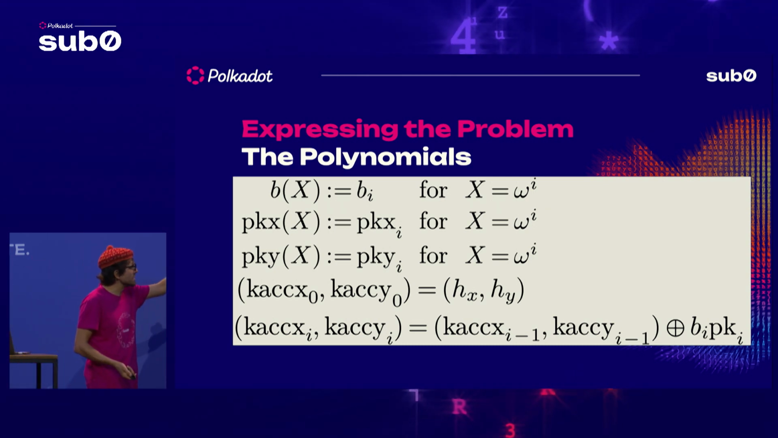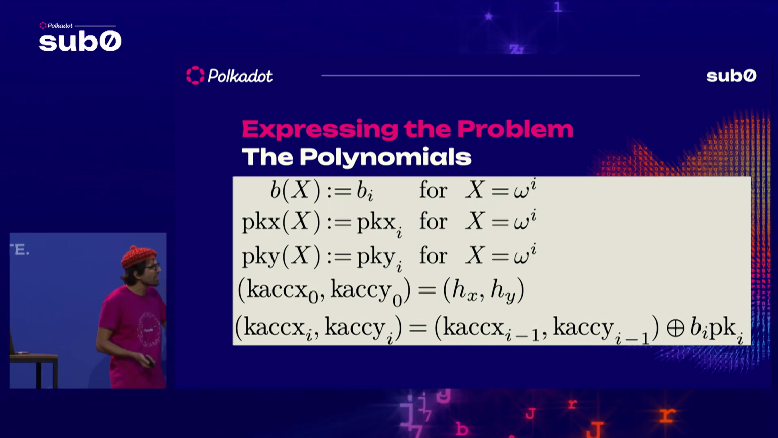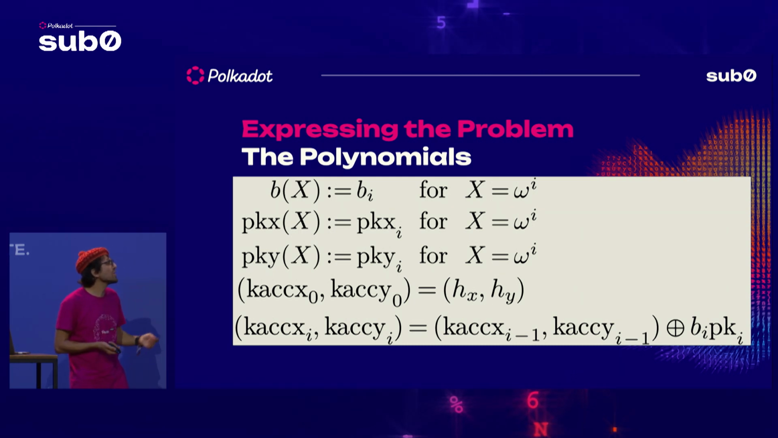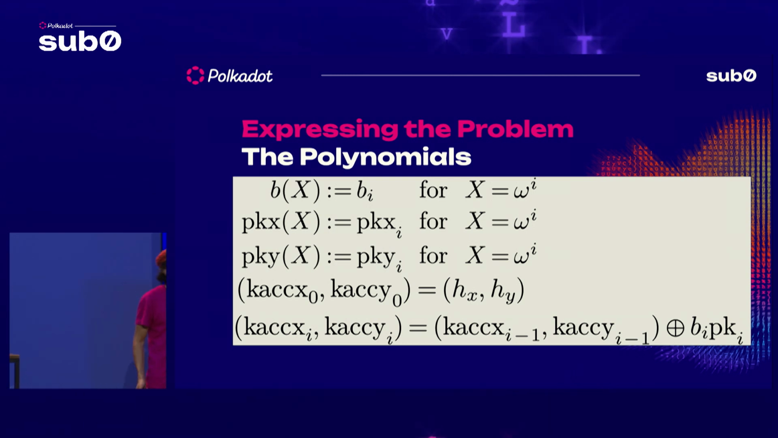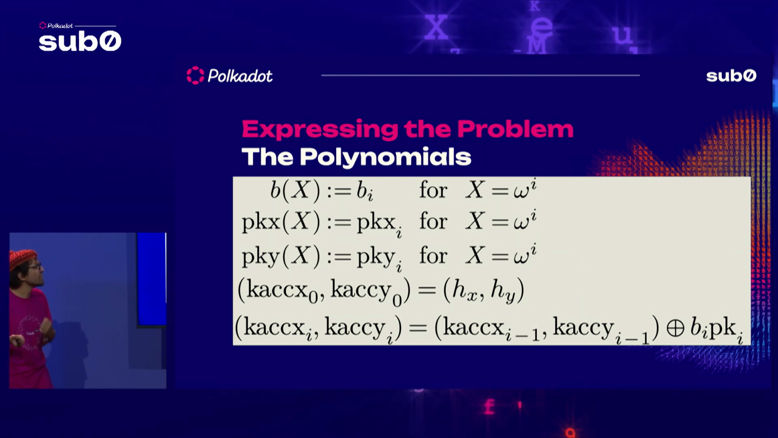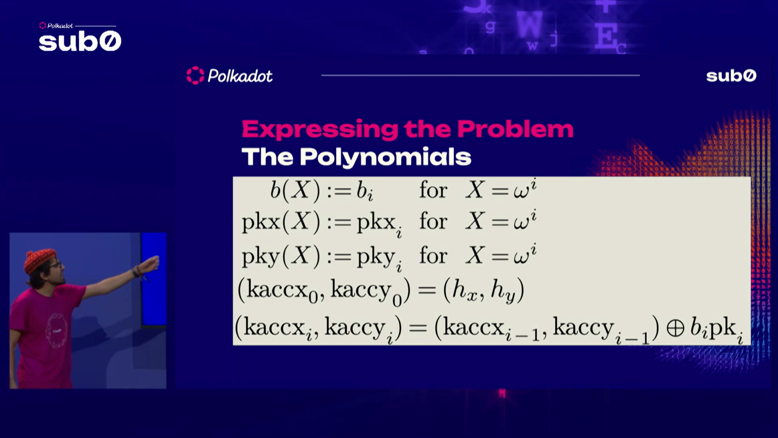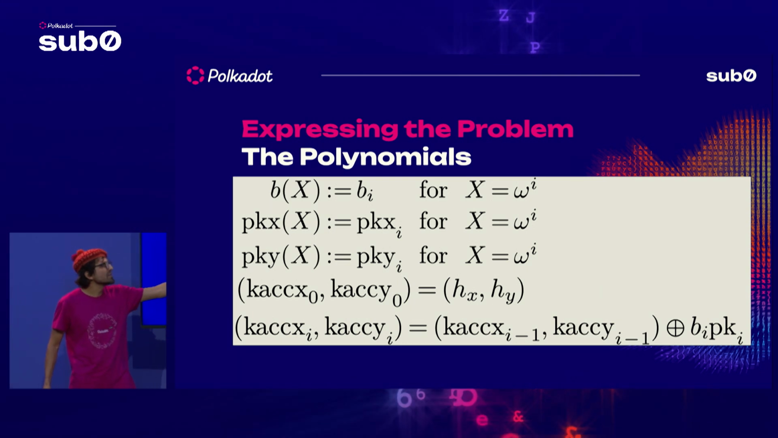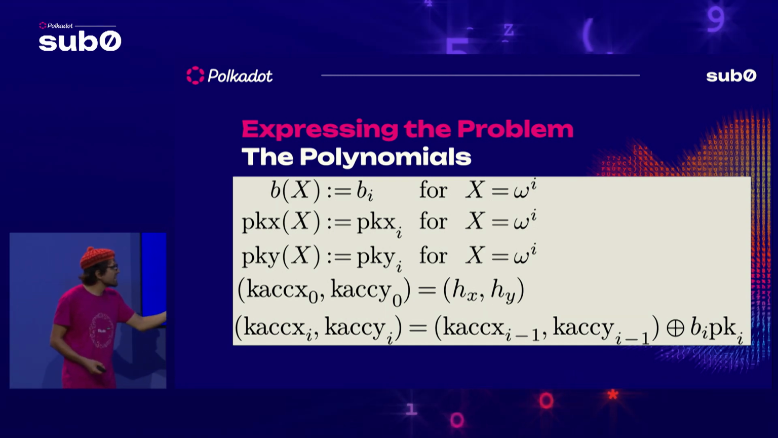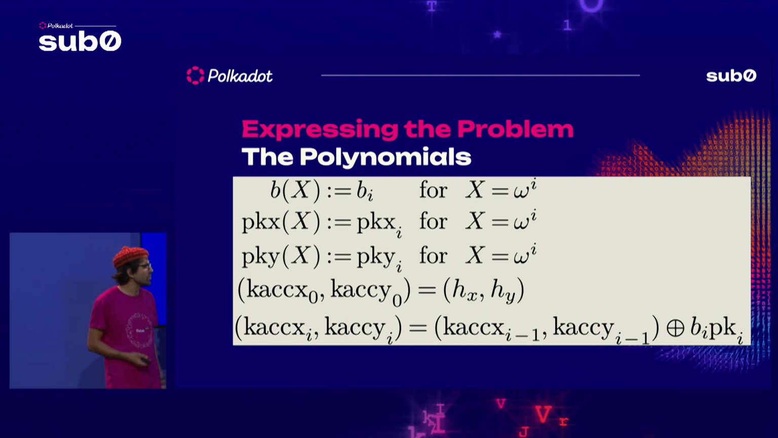These are the main set of auxiliary polynomials that we made, and this is the bit field polynomial. At each validator point, it is 1 if the validator has signed, and 0 if the validator hasn't signed. PKX is the x coordinate of all public keys. PKY is the y coordinate of all public keys. And these are the accumulator polynomials.